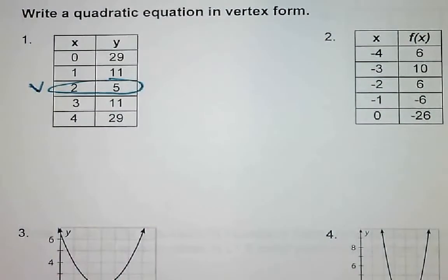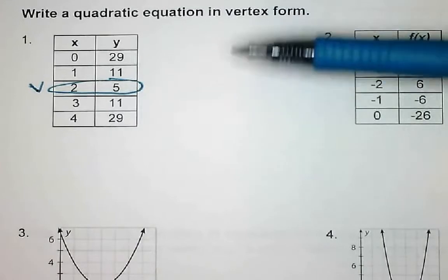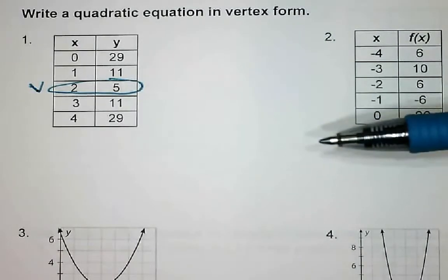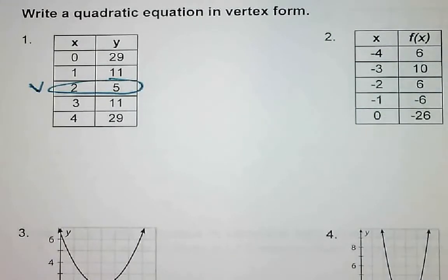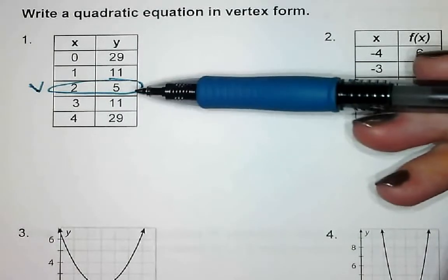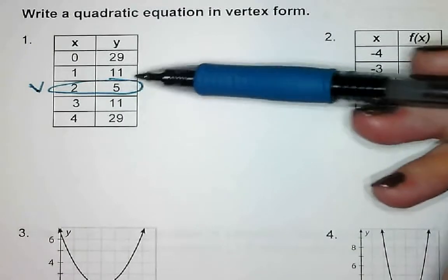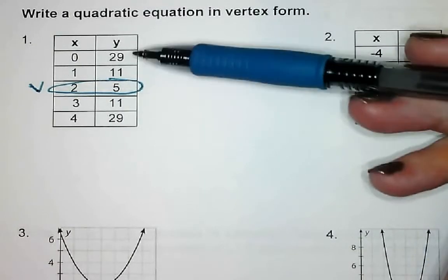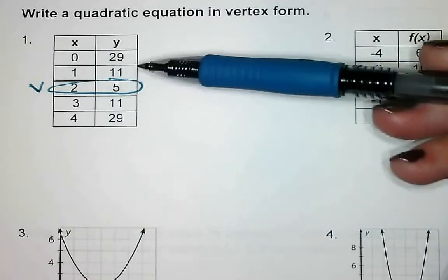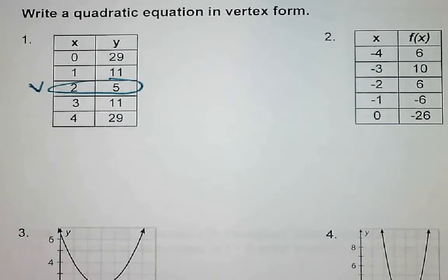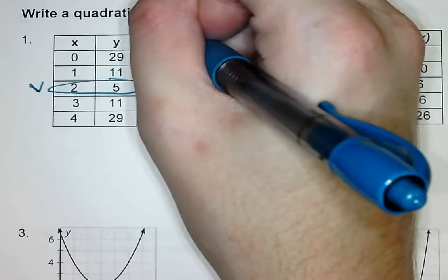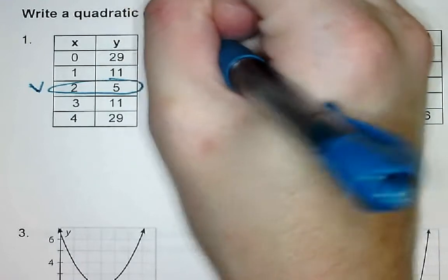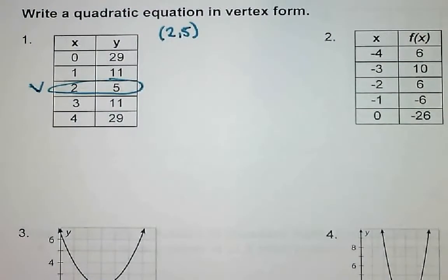Did anyone else see something that helped them identify that as the vertex? It's your lowest point. That's great. I also like it because my table is symmetrical. My y values are symmetrical around my vertex, okay? So my vertex is going to be 2, 5. Are y'all cool with that? So I'm going to pick that point as 2, 5.